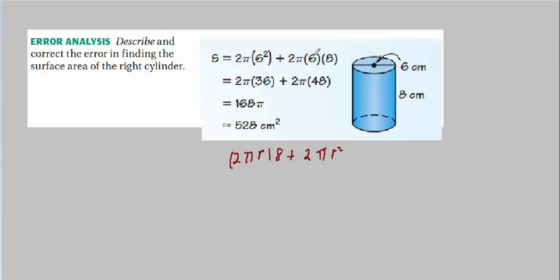Here's the 2 pi. Well, looks to me like 6 is the length of this segment here. That'll be a diameter. We want the radius. So we want 2 pi times 3 times 8 plus 2 times pi 9. That's 3 squared. So it looks like he used 6 for a radius, or she.